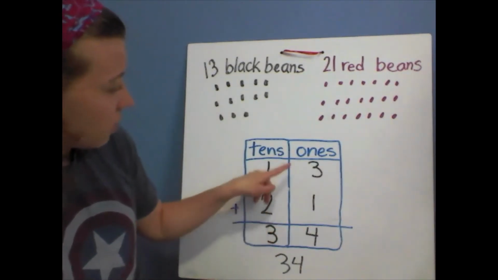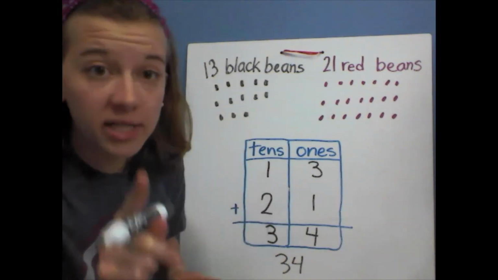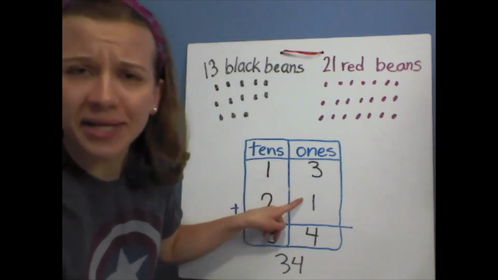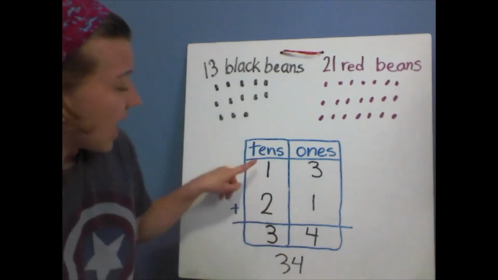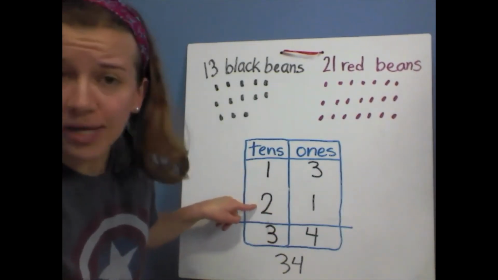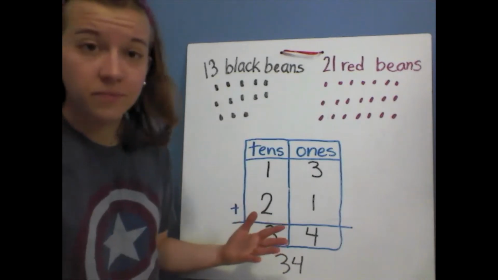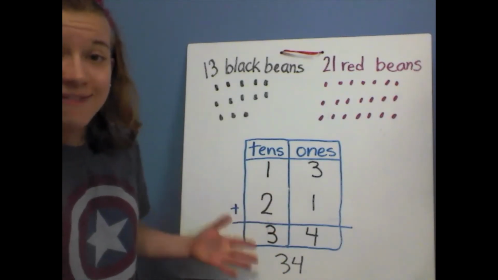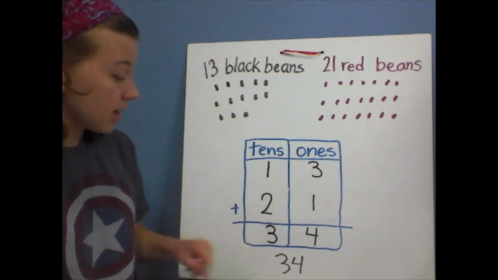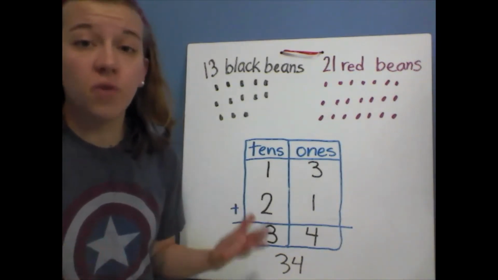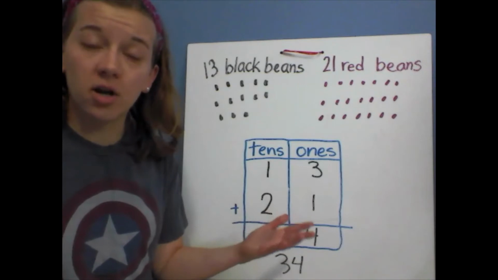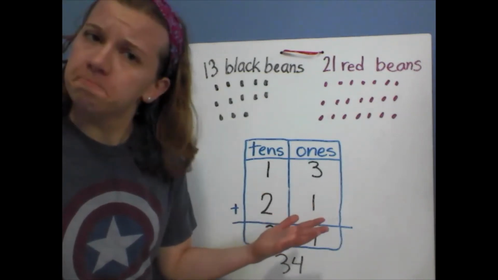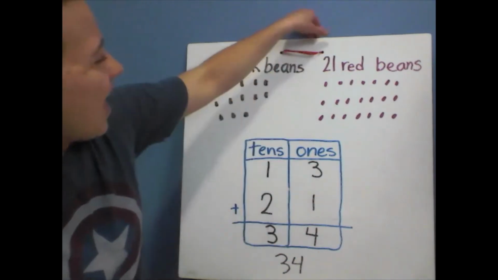So, remember, we start adding with the ones first. Okay? So 3 plus 1, we know that. That equals 4. There we go. And then 1 plus 2, we know that. That equals 3. So again, 4 is in the ones place, 3 is in the tens place. That gives us 34. So there are 34 beans total in our story. Okay? Does that make sense? I hope it does.